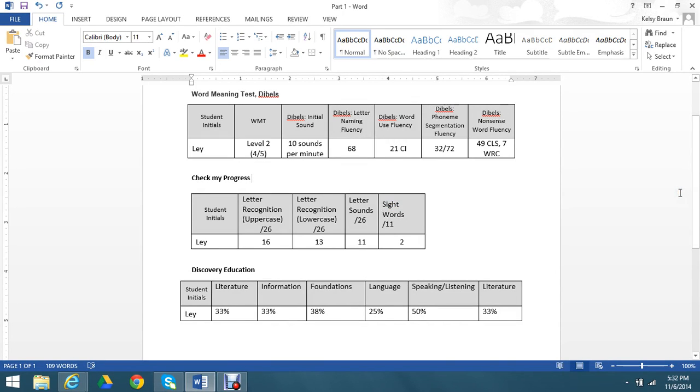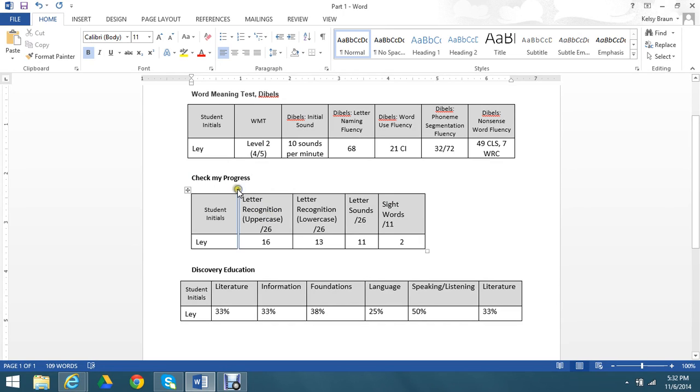All right, today I'm going to be talking about different test assessments and data that we've done for your student. We're going to call him Lee. Right here it says student initials. That's who we're talking about today, is Lee. And we're going to start off with Check My Progress, this one in the middle.